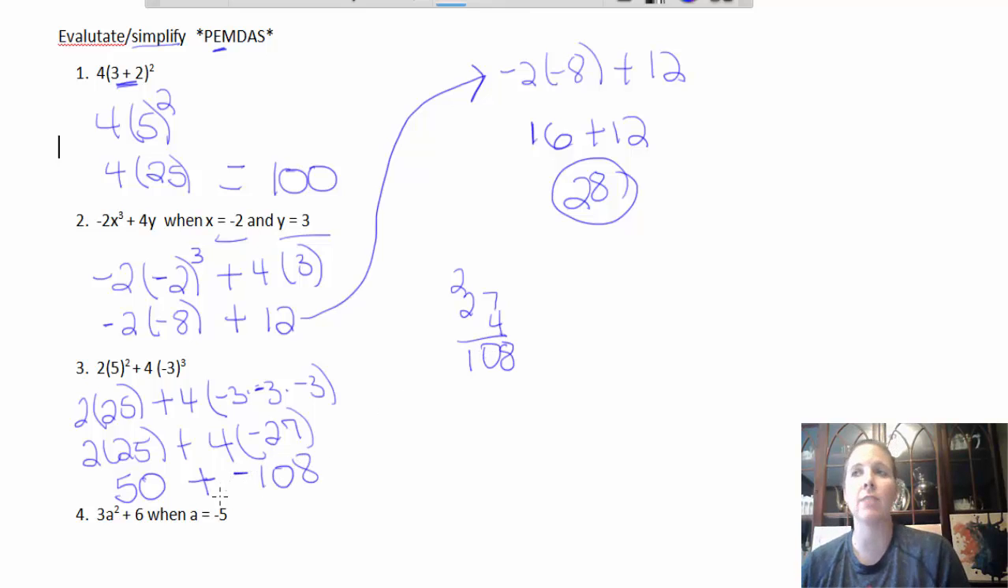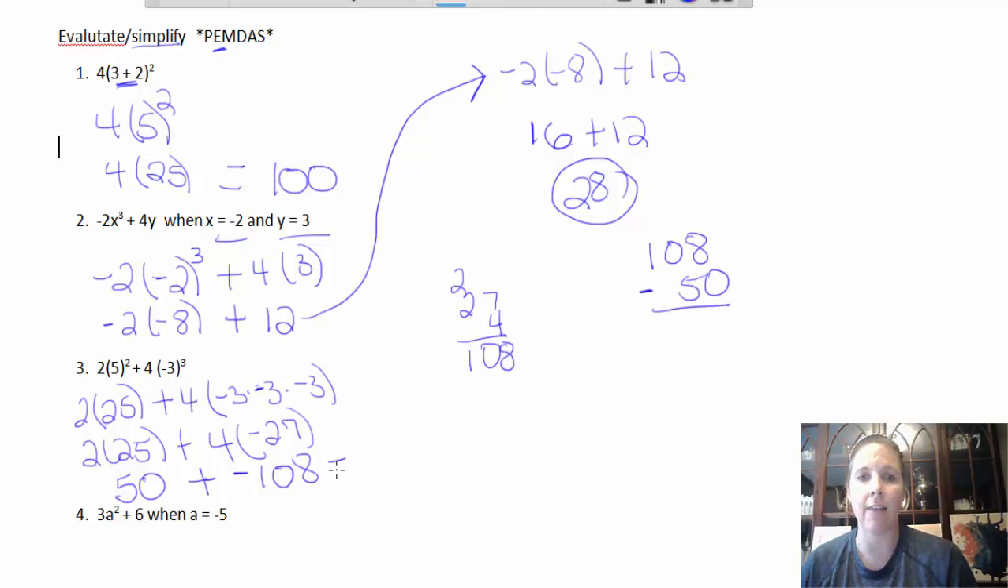So remember, your negatives never go away. Okay? So we have 108 minus 50. And we know our answer is going to end up being negative because 108 is bigger. So we have 8, 10. We borrow. So it's going to be negative 58.